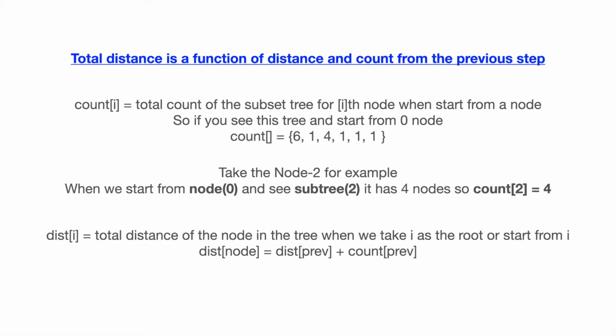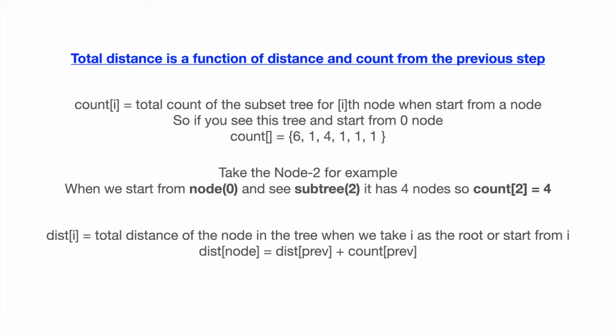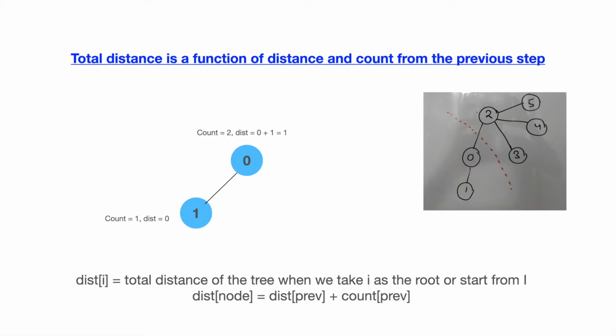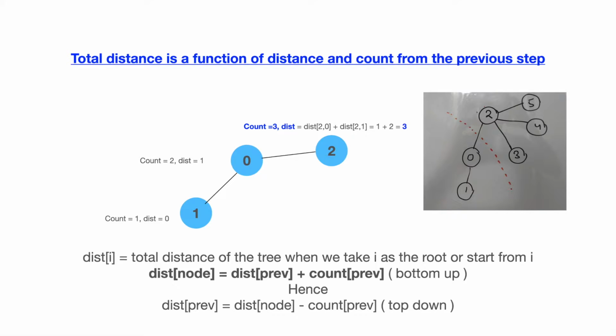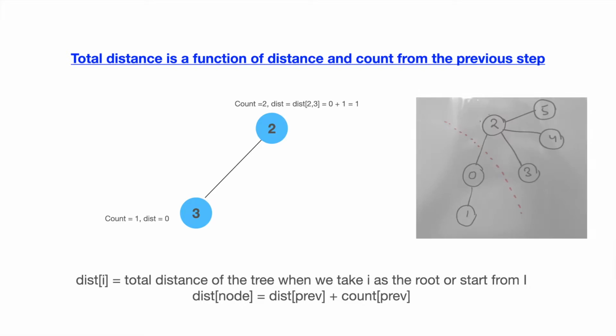If we introspect, the total distance is a function of distance and count from the previous step. I have prepared a presentation here which will show how the total distance is a function of distance and count. Node 2 is in focus here, so I am looking at two different halves. Let's say we start from 1, then 0, and then 2. This is how the calculation will look.